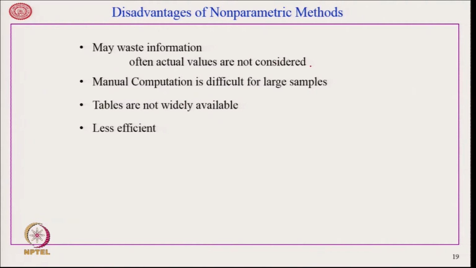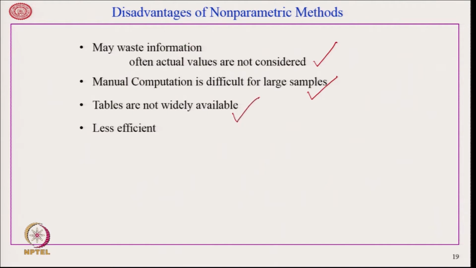However, there are certain disadvantages also. We may waste some information, as often actual values are not considered. For example, given the marks, we have converted them into ranks. That way we lose a lot of information. Therefore, that is one drawback. Manual computation is difficult for large samples, because as I said, the computation is laborious. If the sample size is large, then it takes quite some time to finish the computation.